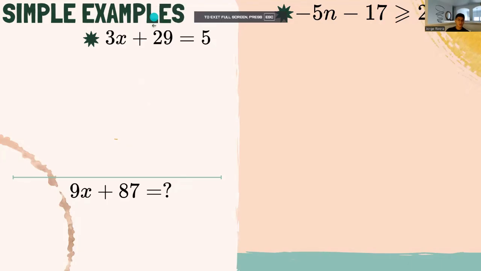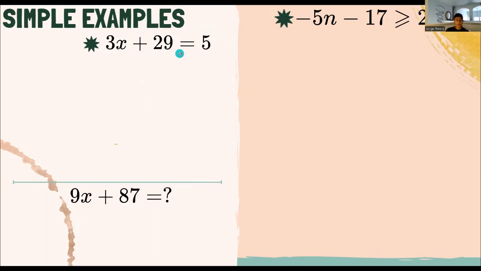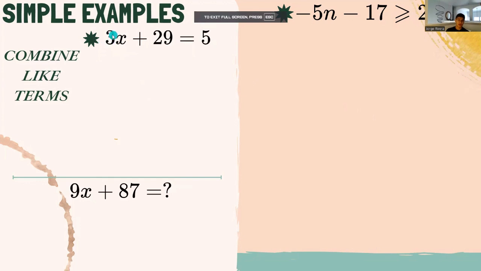Okay. So here we have some simple examples. We're going to use the properties that we just learned. So we have 3x plus 29 is equal to 5. In these operations, what you're going to want to do is find x. In order to look for x, we're going to have to combine like terms. For example, a like term here is going to be 3x. This is a separate term than just the sole number. So we have 29 and 5, right? We want to combine these like terms.